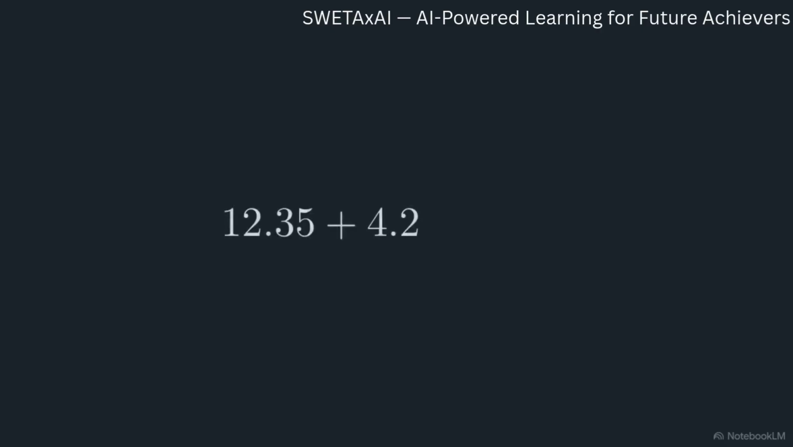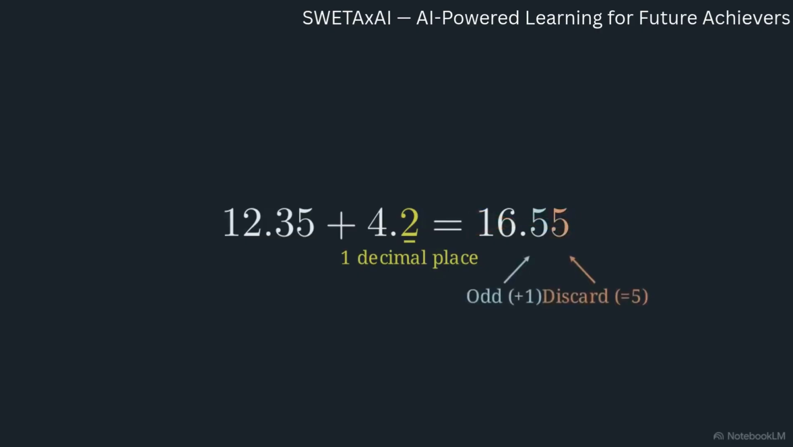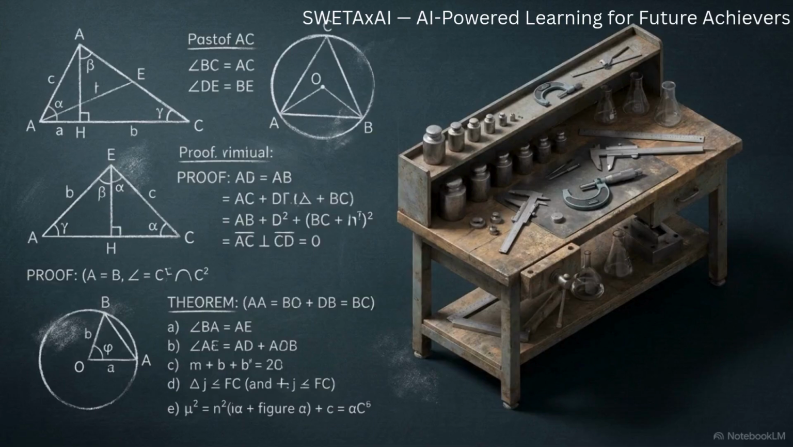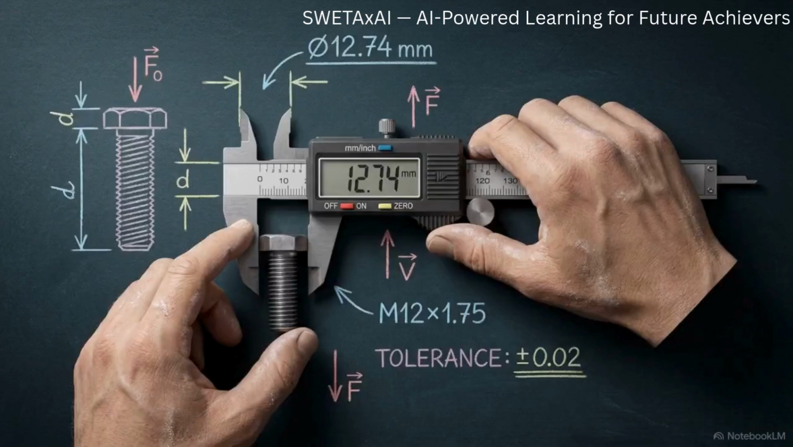In pure mathematics, 12.35 plus 4.2 equals 16.55. But in physics, writing that answer down is wrong. It must be rounded to 16.6. Pure math assumes numbers exist in a vacuum of absolute truth. Physics operates in the physical world.